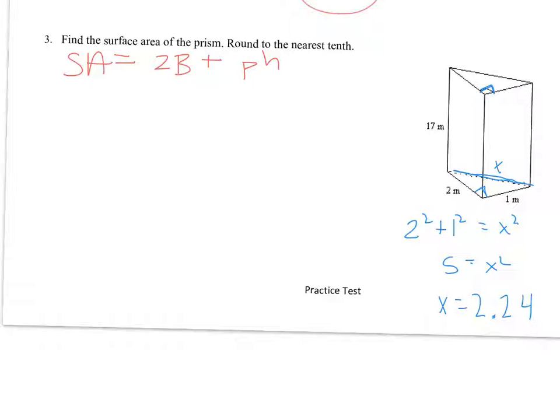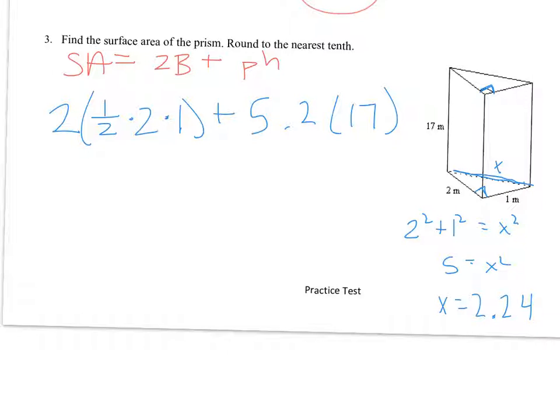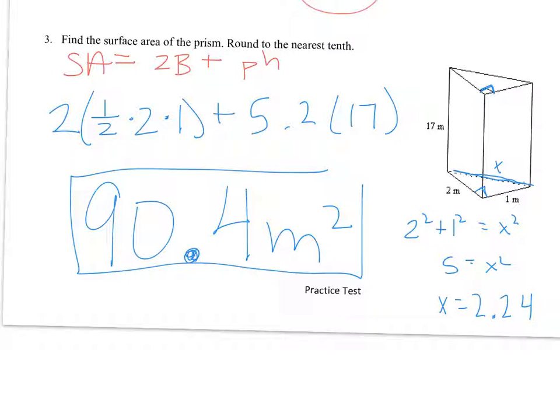2.24. So now I have 2 times the area of my base. My base is 1/2 times length times height plus my perimeter. 2 plus 1 plus 2.2, 5.2 times my height is 17. So that's all great work. 2 plus 5.2 times 17. 90.4 meters squared, area, meters squared.